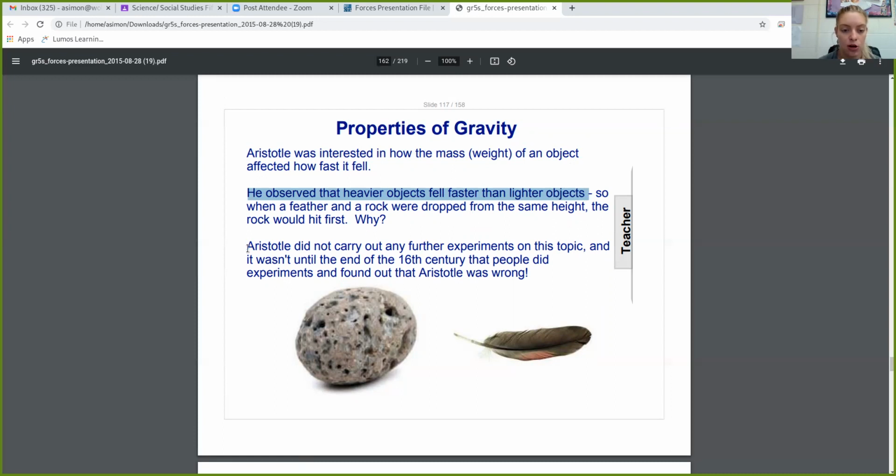Go ahead and add this last part into our notes. Aristotle did not carry out any further experiments, and it wasn't until the end of the 16th century that people did do experiments and proved Aristotle wrong. So the big thing that you need to know about Aristotle, guys, is he only observed. He performed no experiments whatsoever. And because of that, his original observation was incorrect. Remember, he observed that heavier objects fell faster than lighter ones because they weighed more. That was not the case.